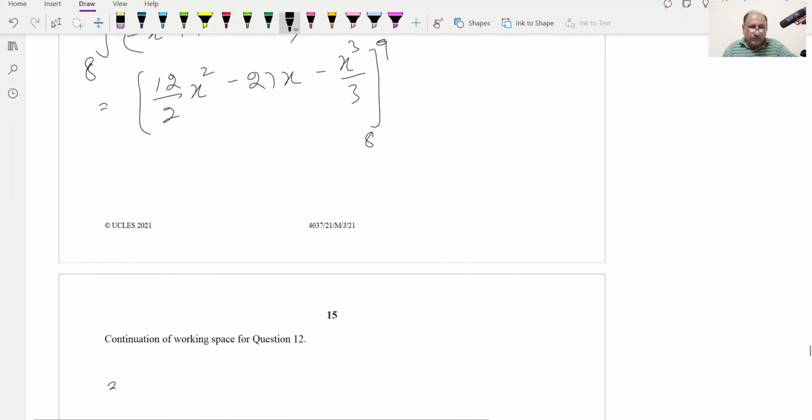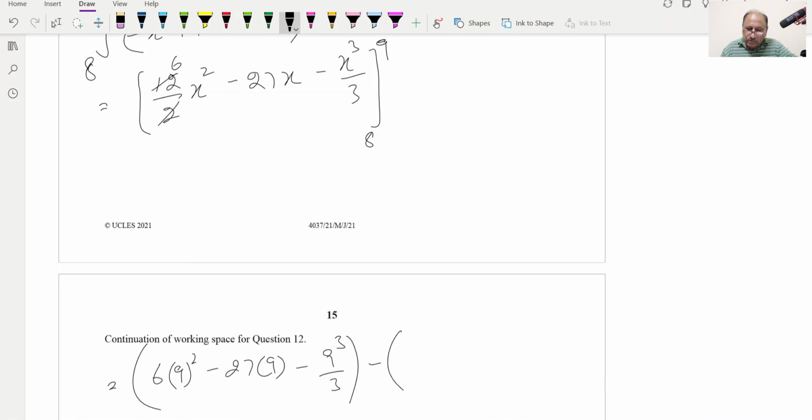When we replace the upper limit, we can cancel this 2 and get 6, so it will be 6x squared. So it will be 6 into 9 squared minus 27 into 9, and minus 9 cubed over 3. This will be the upper limit, and minus the lower limit, which will be 8. So 6 into 8 squared minus 27 into 8, and minus 8 cubed over 3, and this is done.